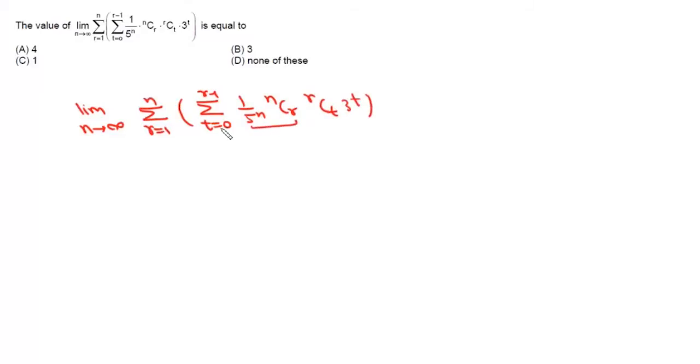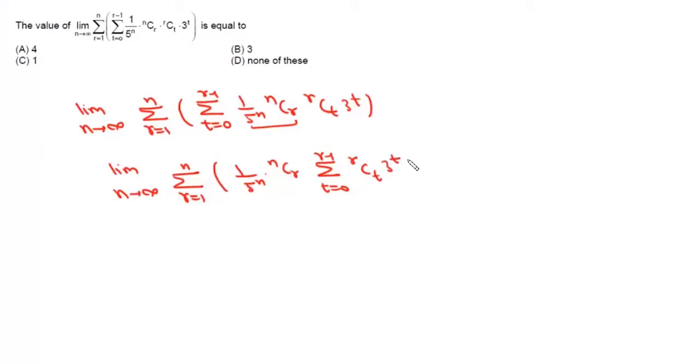Now we'll take this out of this summation, because this is a summation in t. We can write this as limit n tends to infinite, this summation r varies from 1 to n, and will be 1 upon 5 to the power n into nCr, and then this summation t varies from 0 to r minus 1, rCt and 3 to the power t.